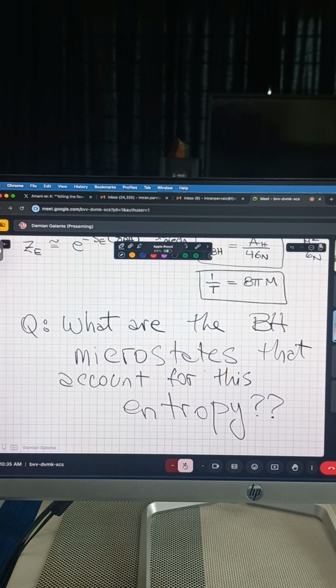Is it clear? I don't know, Tibra, do you have some comments? I had a question. If you think of the formation of a black hole as a physical process, it comes from the collapse of some massive star.